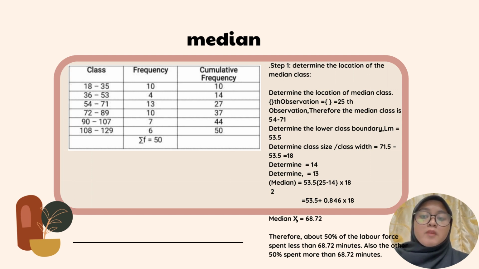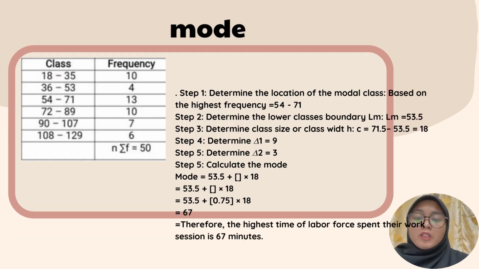Therefore, about 50% of the labour force spend less than 68.72 minutes, and the other 50% spend more than 68.72 minutes. For the mode, the first step is to determine the location of the modal class based on the highest frequency, equal to 54 until 71.